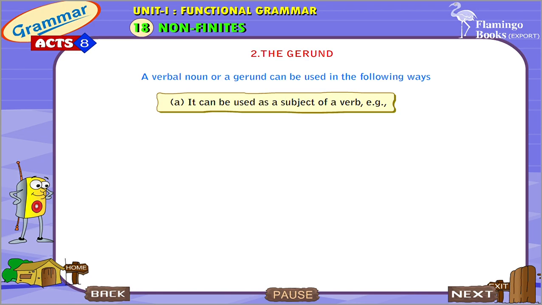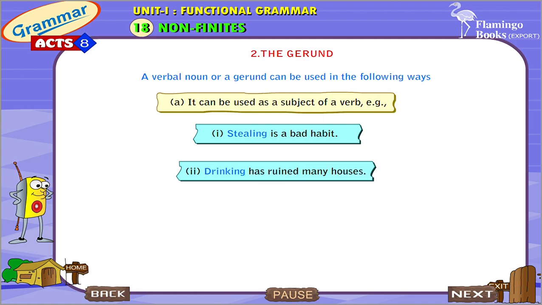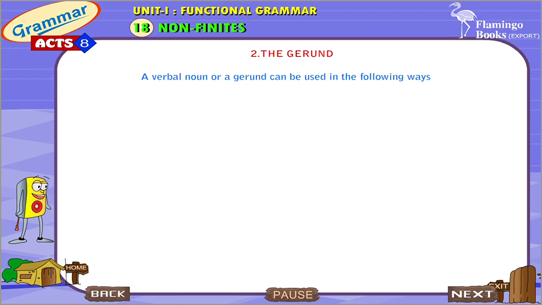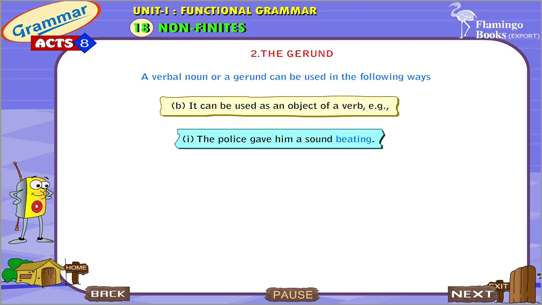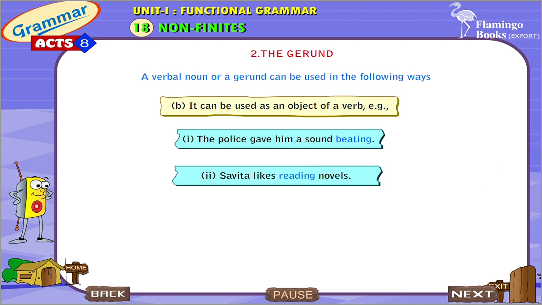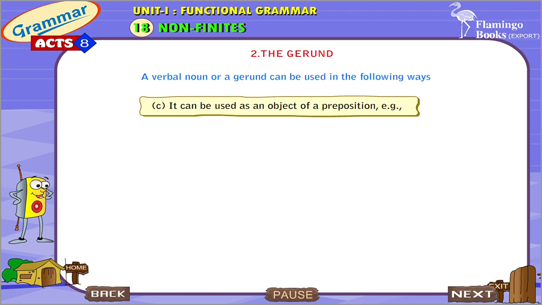It can be used as a subject of a verb. Example, stealing is a bad habit. Drinking has ruined many houses. It can be used as an object of a verb. Example, the police gave him a sound beating. Savita likes reading novels.